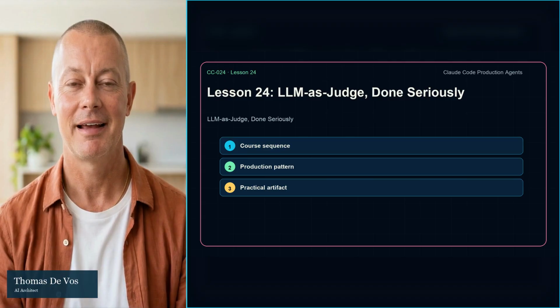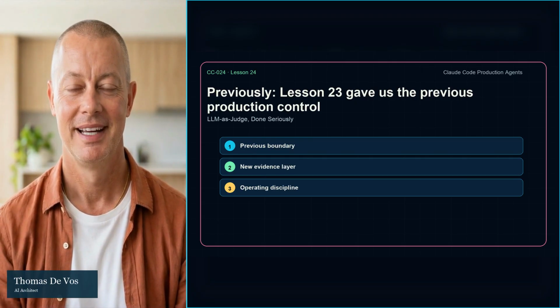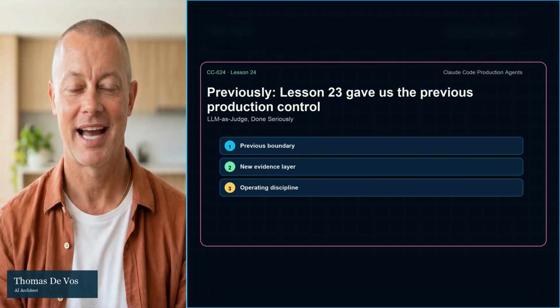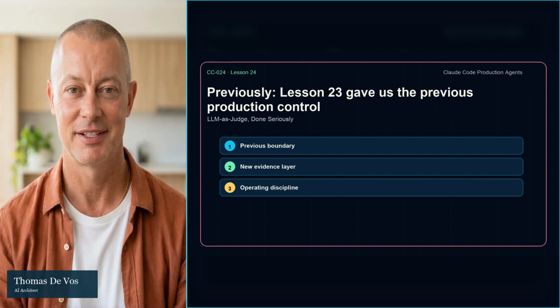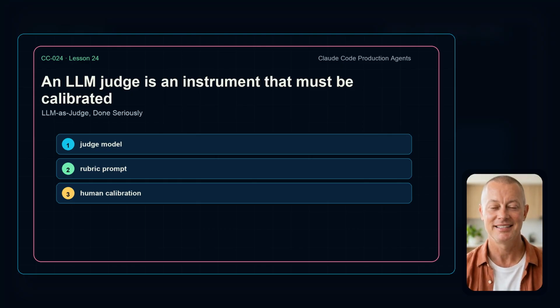We are using LLM as Judge seriously, as a calibrated instrument, not a magic approval stamp. Lesson 23 showed how to evaluate agent trajectories. Now we look at the evaluator itself, what it measures, how it drifts, when humans anchor it, and when its judgment should not be trusted. The core idea is this: an LLM judge is an instrument that must be calibrated.